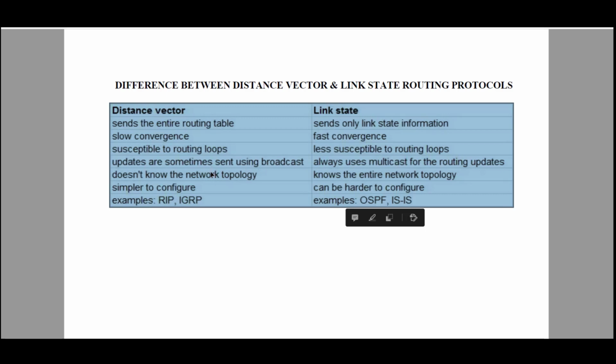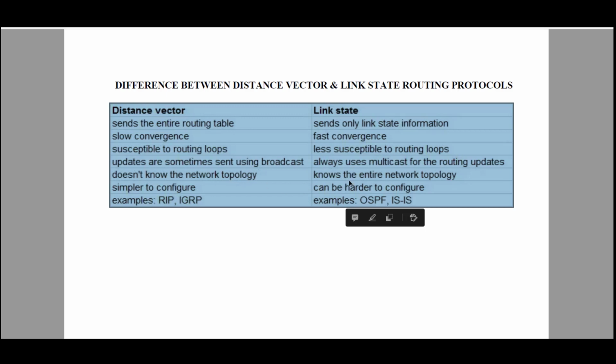Then, distance vector does not know the network topology. If you take router 1, it will know only about its neighbors: router 2, router 3, router 4. That's it. What about the other routers? No. A single router will know only about its directly connected routers. It does not know the topology. I repeat my statement again: every router will know only about its directly connected routers.